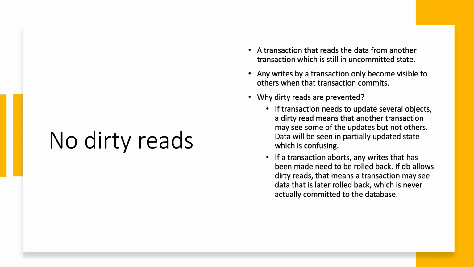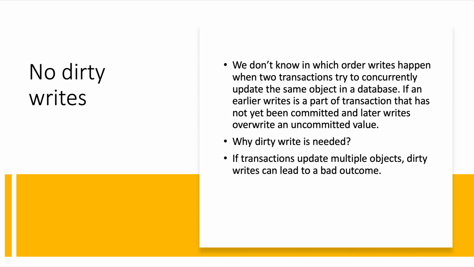Now the second point is if a transaction aborts, any write that it has made so far has to be rolled back. And if the database is allowing dirty reads, it means another transaction would have seen those changes which have not been committed and later got rolled back. But in actuality they do not get committed, so it gets confusing for the transactions and again it can take wrong decisions. So now let's move to dirty writes.